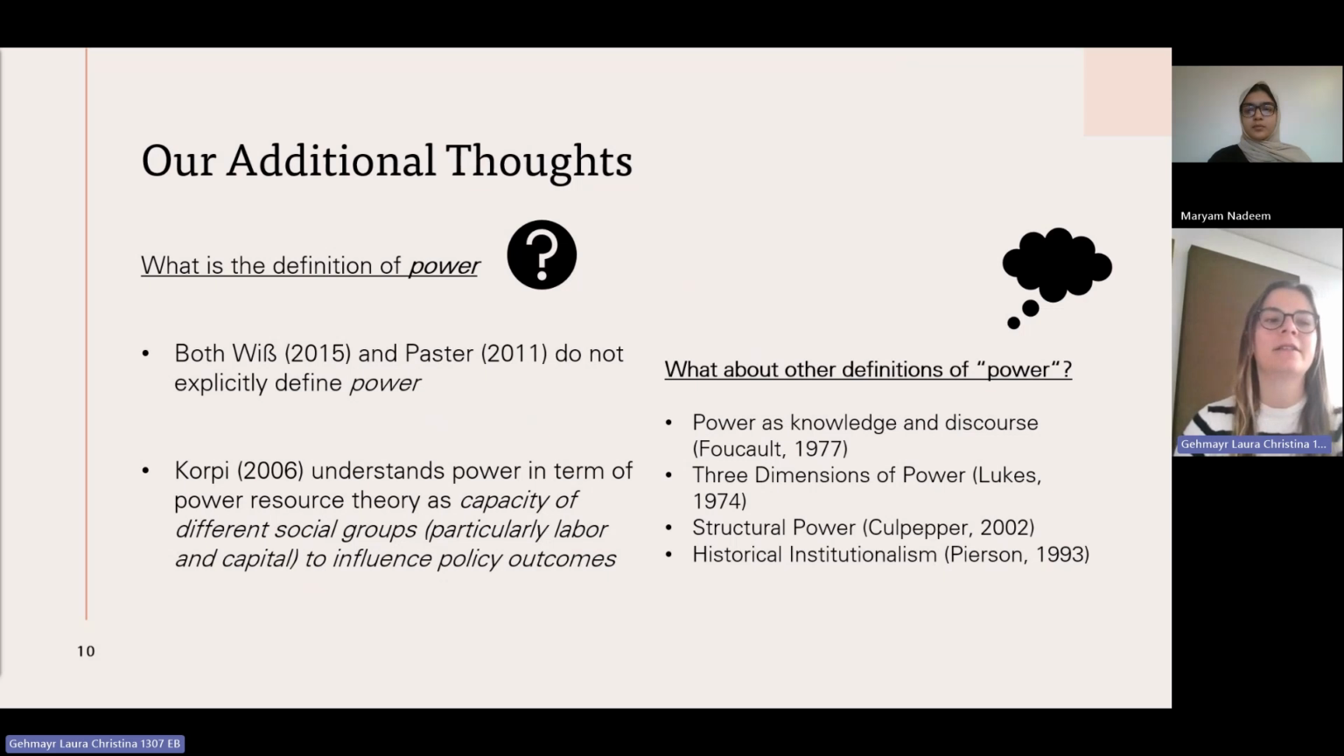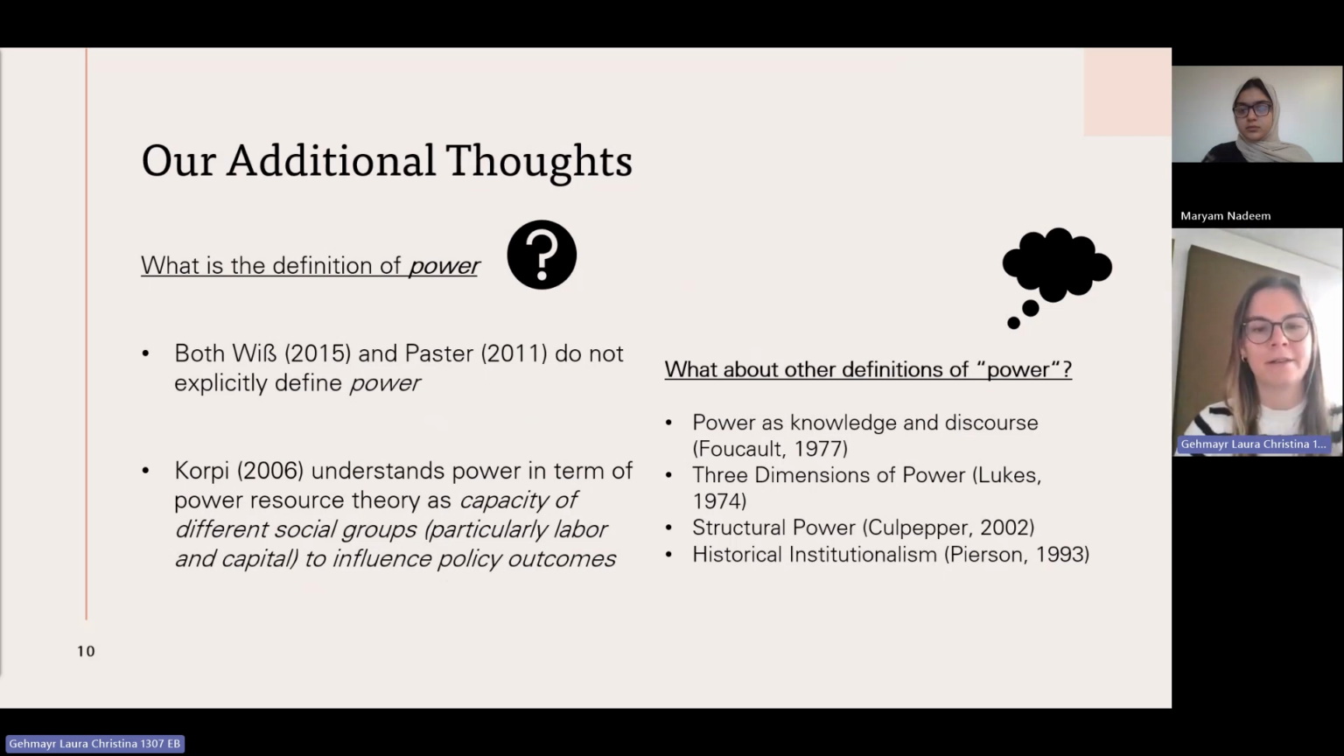So there we can already see there are different dimensions of power that might not align with our understanding in power resource theory. Then we have structural power. That means basically that capital has power even without direct intervention, because economies depend on business interests and business investments. So it's all about capital and not anymore the economy. And then we have Pierson with institutionalism, which we have already talked about before. That means that policies shape future power structures and make certain reforms harder to reverse.